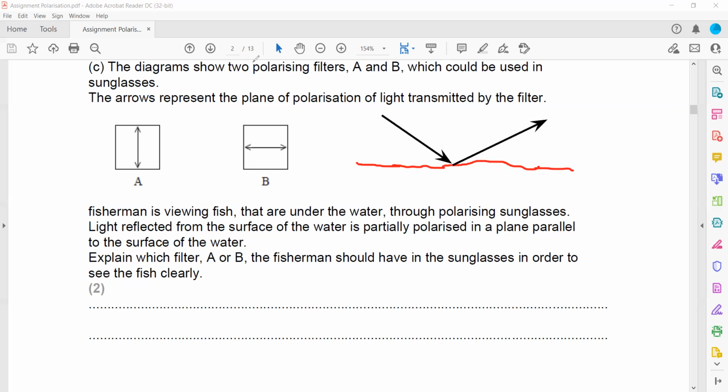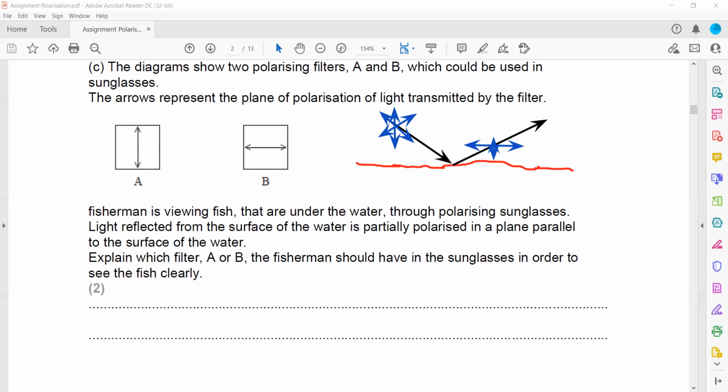So what does it mean? Say this is light coming from the sun, which is unpolarized light having multiple components. But when it reflects, most of the components are horizontal; there is a greater proportion of horizontal component. There are other components, but the horizontal component is major. That's why they mentioned that the light reflected from the surface of the water is partially polarized in a plane parallel to the surface.